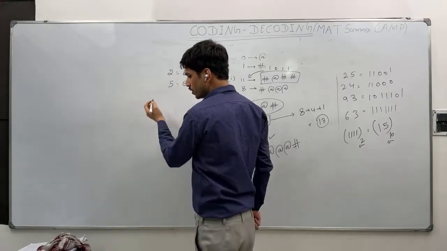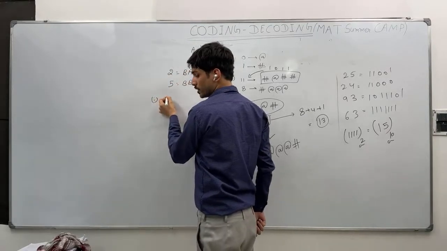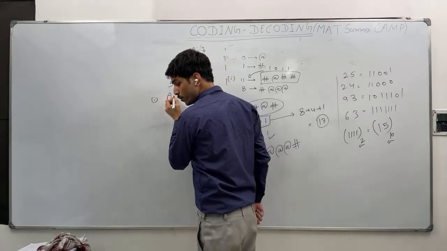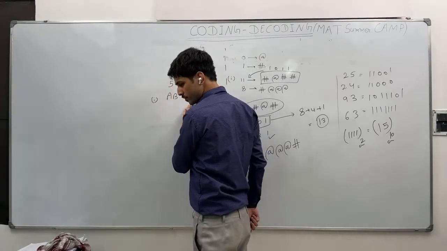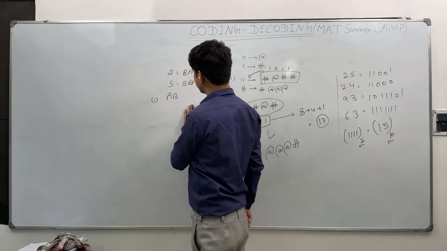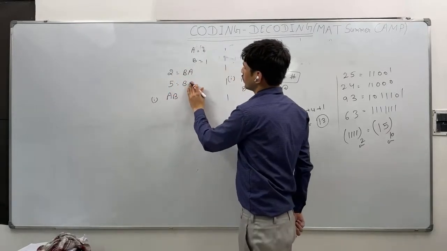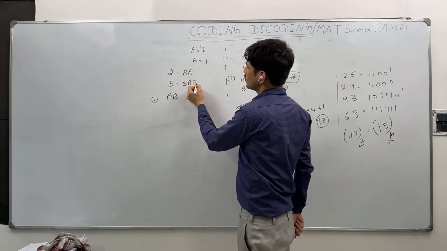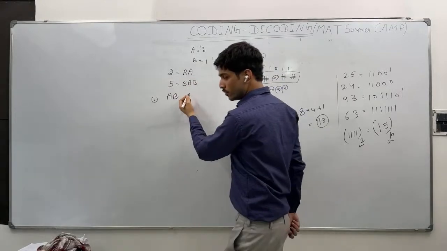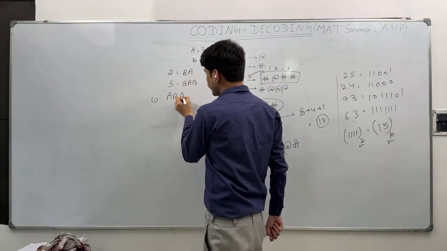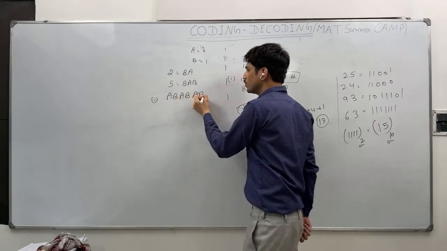Okay. Now first of all, tell me what is the first question they are asking. BAB. Now try. This one is correct. Okay. Now they are having AB, AB, AB. Now tell me what is the value of this one.